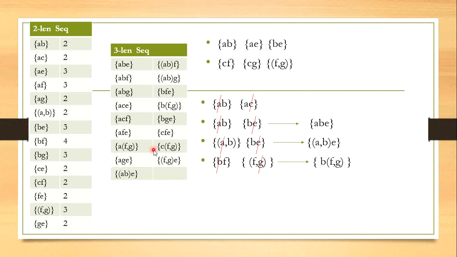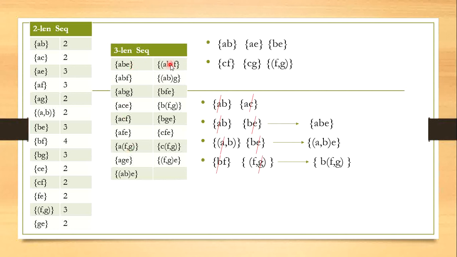And one more thing here, after generating 3 length sequences we can prune the candidate sequences. If you see ABE, generate the 2 length subsequences of this 3 length sequence. That is, for ABE, the subsequences are AB, AE and BE. All these 3 must be present in L2. AB is present in L2, AE is present in L2 and BE is also present in L2. So this is a valid candidate sequence, ABE.